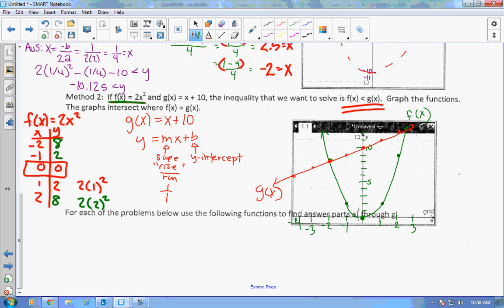It wants to know when is the parabola, and mine's green, the f of x less than g of x. What does it mean to be less than? Graphically, visually, what does less than mean? Below. Good. So we want to know when is the green f of x below the red. There's an interval. When does it first go below? When do I first drop down below?